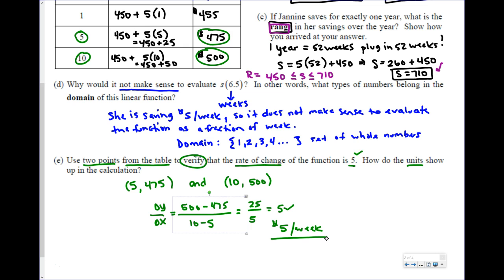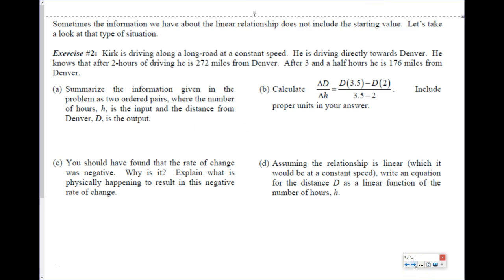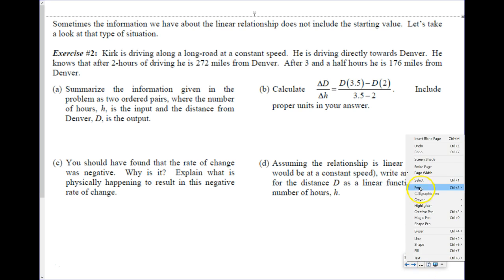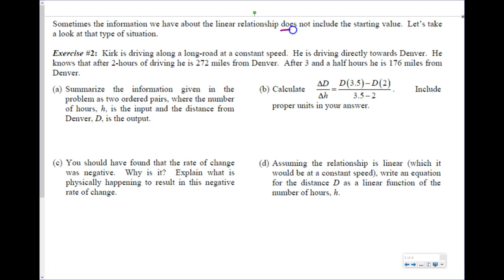Okay, let's take a look at exercise 2. So here's another new situation we're going to look at. Sometimes the information we have about a linear relationship does not include the starting value. So in the previous problem, we had the starting value as 450, but that's not always the case. Sometimes we have to figure out our starting value. So let's read the situation.